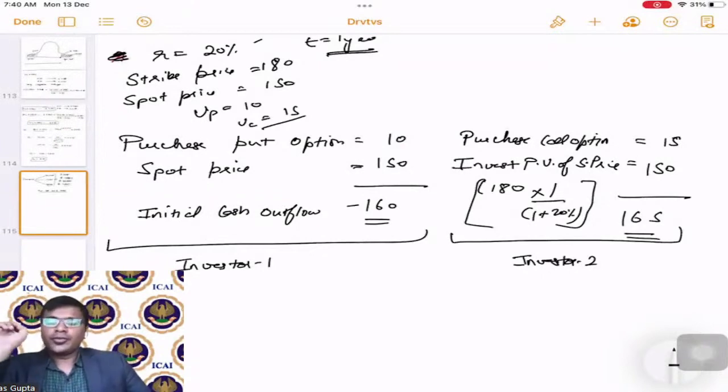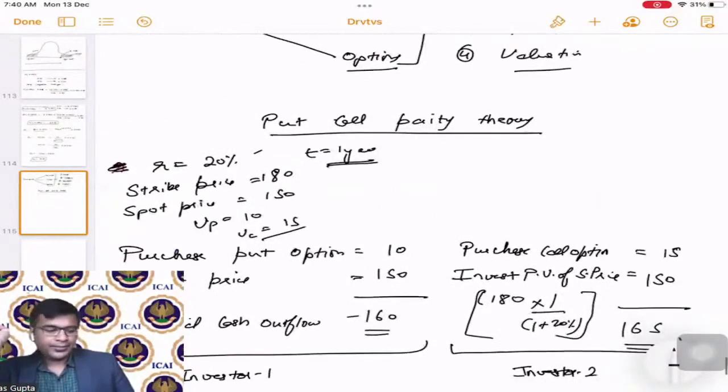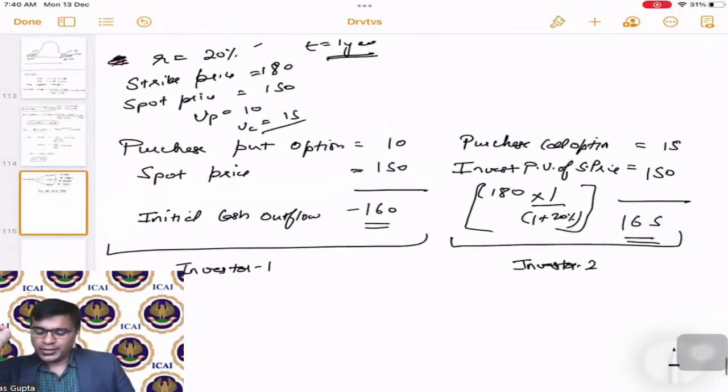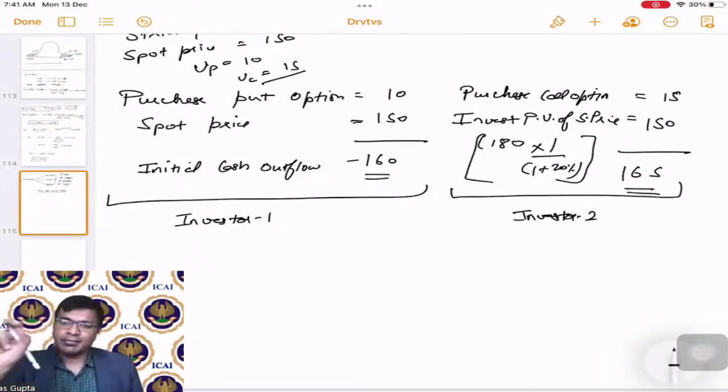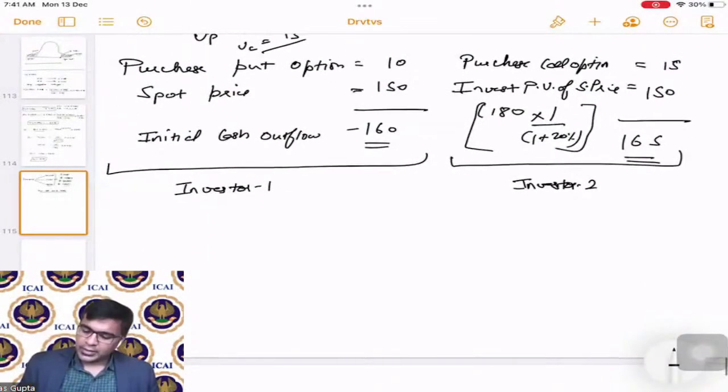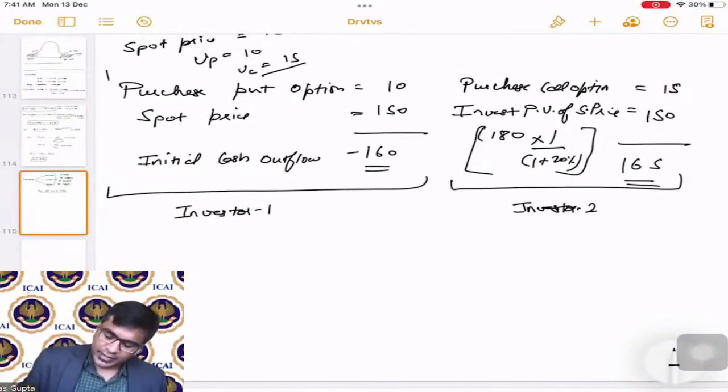So first of all, for proving the put call parity theory, we have built two scenarios, or two investors have acted differently. Investor 1 says that I will purchase a put option and I will purchase an equity share at the spot price. The second investor says, no, I will purchase a call option and I will invest the present value of strike price, so that when the time comes to exercise the option, I will use the present value of strike price amount to purchase the share. So this is the initial discussion that we have done. Now let's go to the subsequent cash flows.